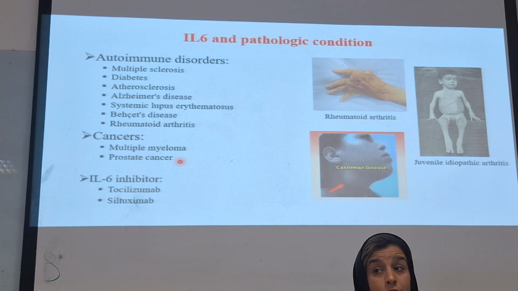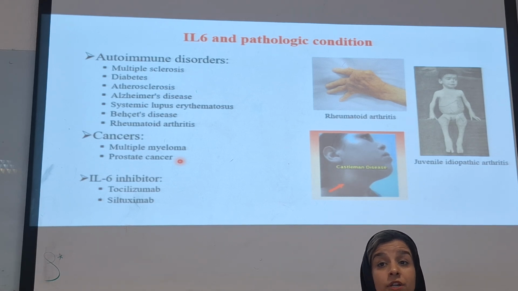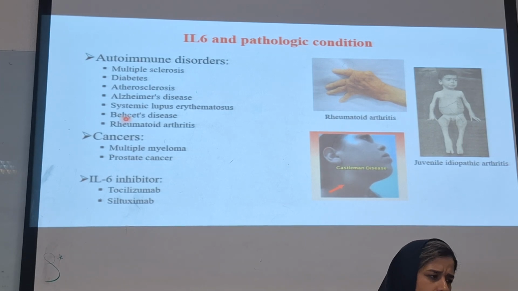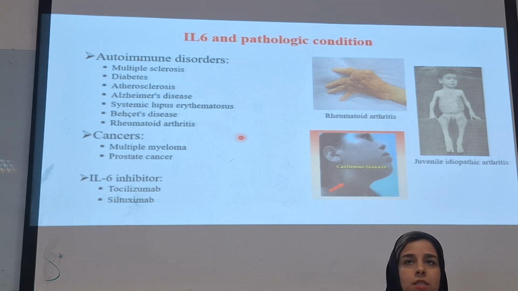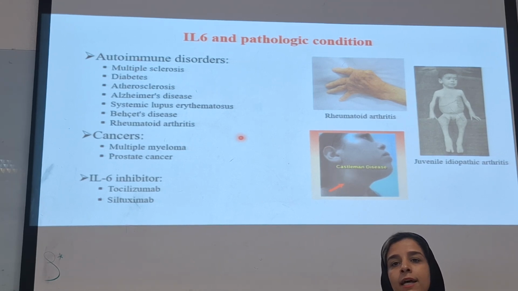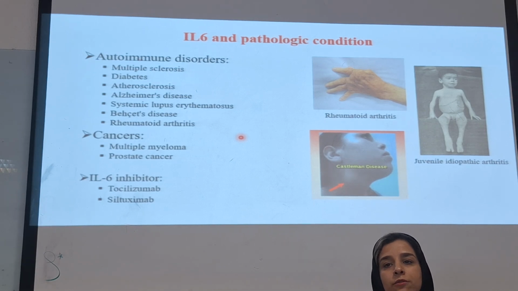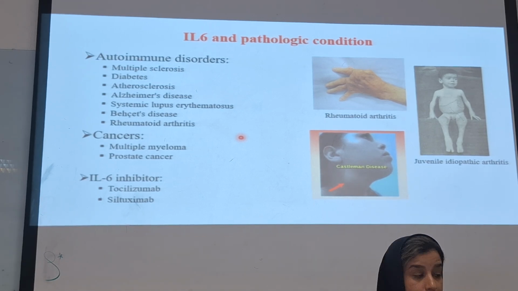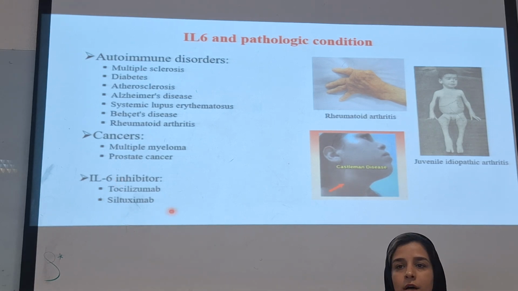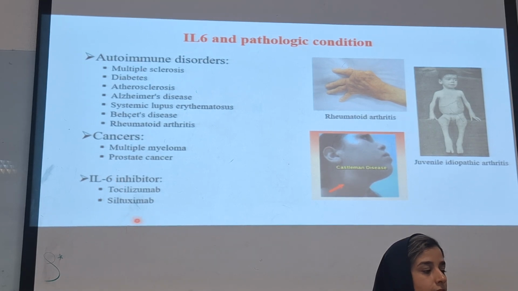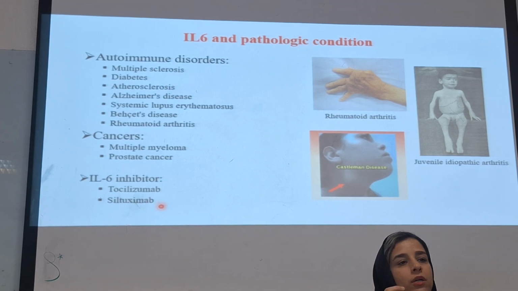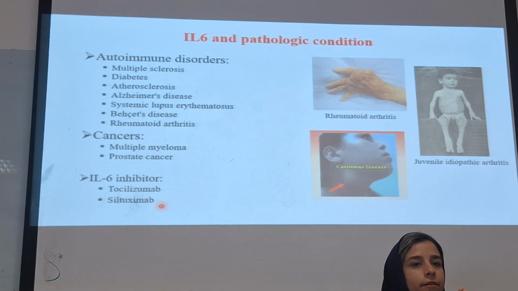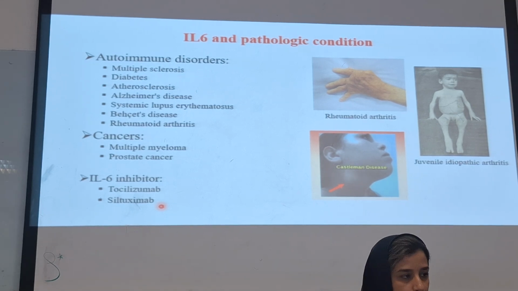I told you interleukin-6 is very important for activation of B cells and differentiation of B cells to plasma cells. So this cytokine can be important for producing multiple myeloma, which is usually caused by hyperactivation of B cells. There are also some inhibitors for interleukin-6, siltuximab and tocilizumab. All of them are monoclonal antibodies that bind to interleukin-6 and inhibit its binding to its specific receptor.